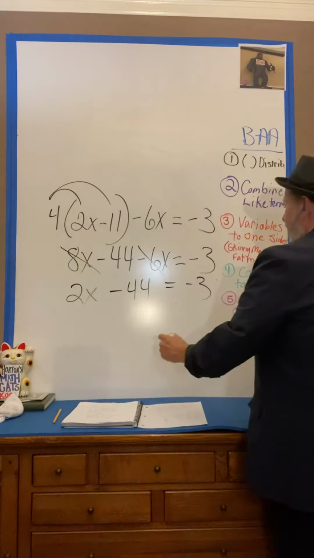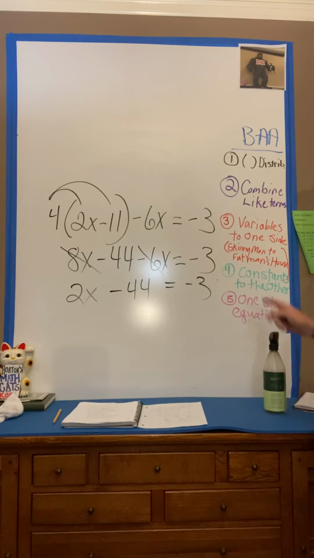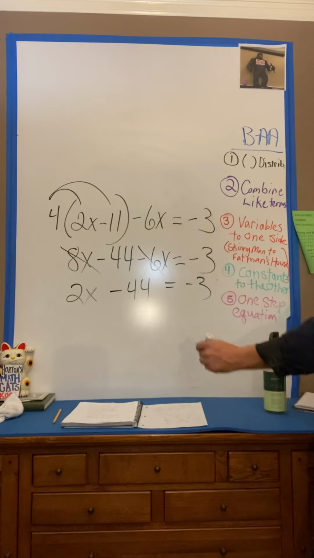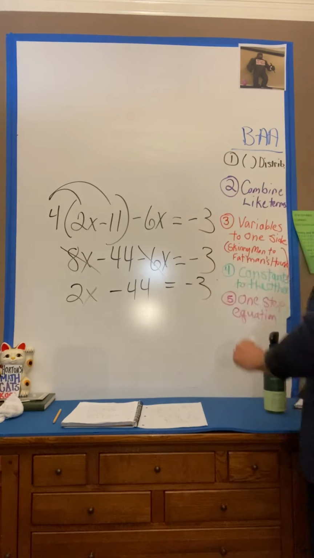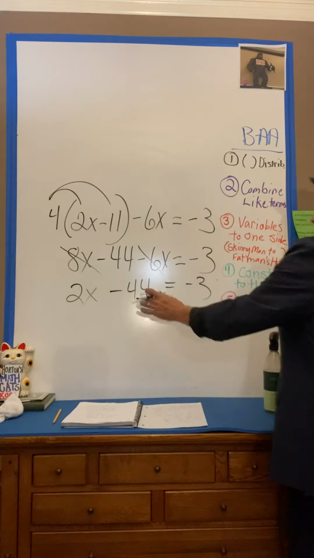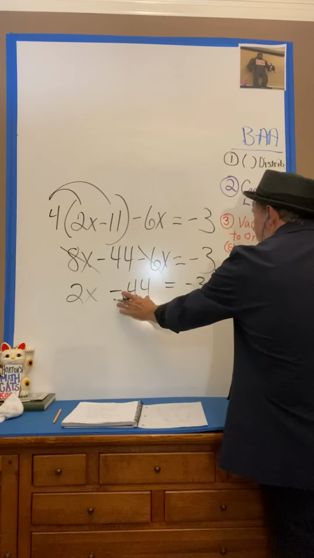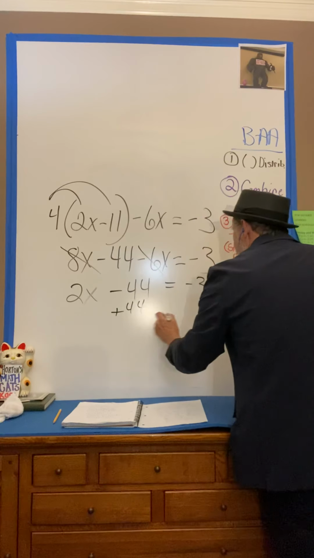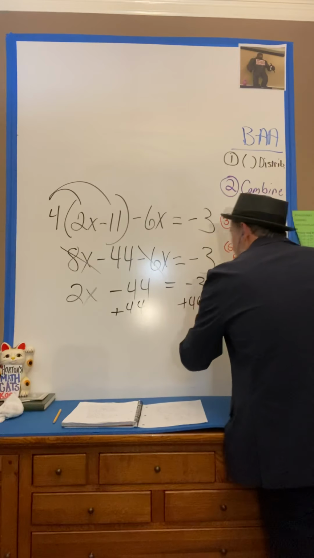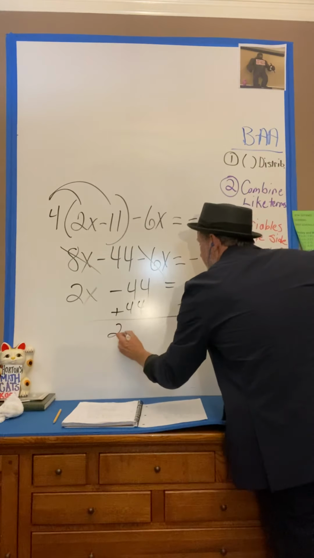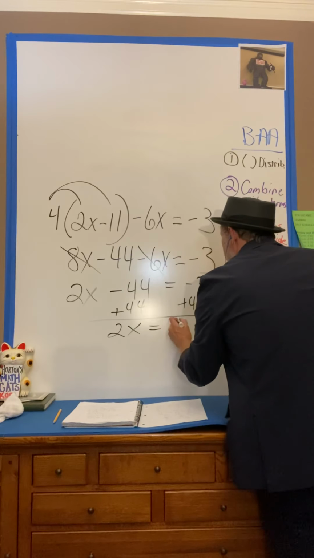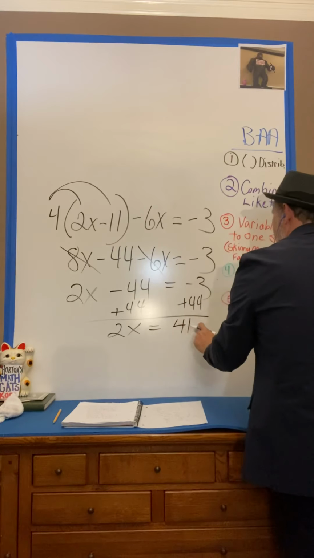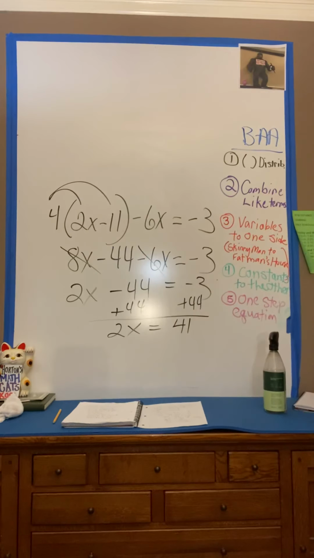Good so far. Now, do I have variables on both sides? No, I don't have to move the skinny man to the fat man's house. Okay, number 4. Do we have constants on both sides? Yeah, I have to move the constant away from the variable. So I'm going to make that a plus 44 and a plus 44. Okay, that gives me 2x equals positive 41. Negative 3, positive 44 is positive 41.